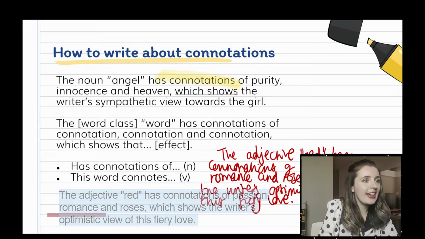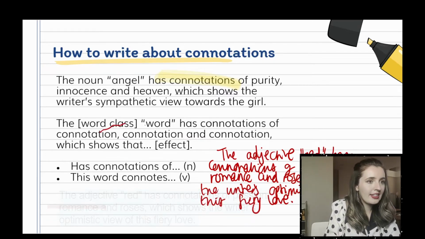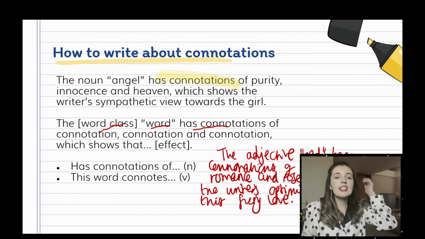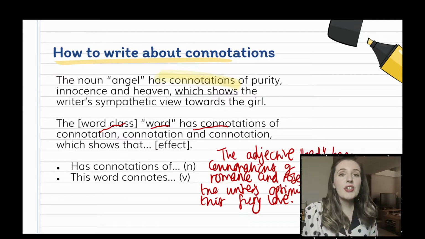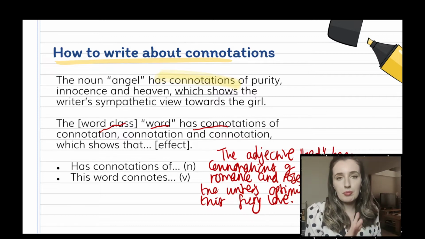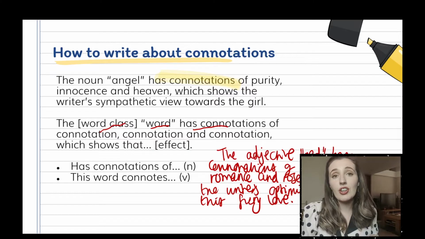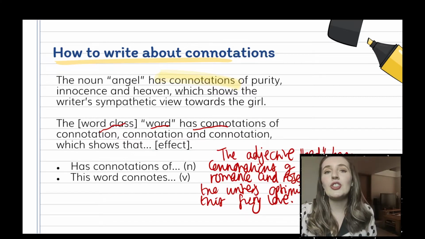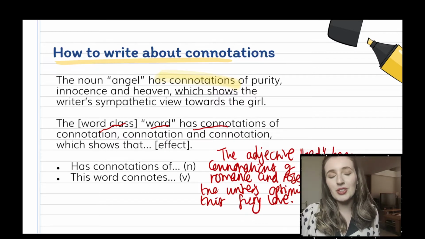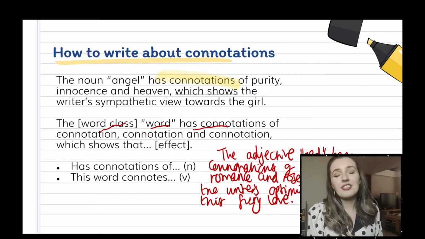So yeah, you can see here that I've gone for word class, that it is an adjective, I've given a quote, red, has connotations of, and then I've given 3 connotations, passion, romance and roses, and then I've given an effect. If you find this very easy and you think, oh, this sounds a bit repetitive, you can also use connotations as a verb. So you don't always have to say has connotations of blah, blah, and blah. You can say the word red connotes blah, blah, and blah. So you can use it that way too if you want to shake up your paragraph a little bit. But there's no need. You don't get any marks for writing style on this question, but just so that you know, perhaps you're also doing literature GCSE and you want to use this in your literature exam. So there's a little gift from me to you.